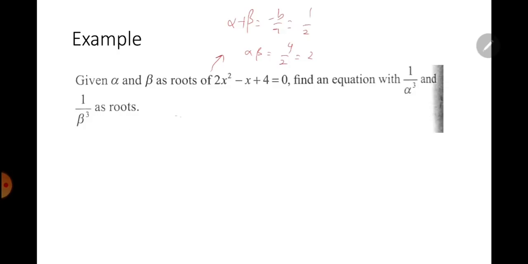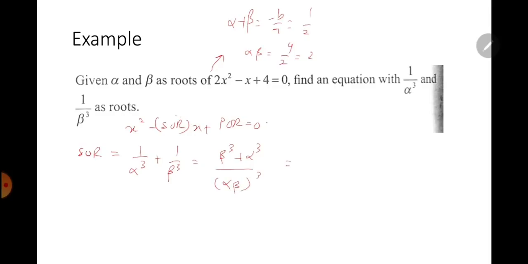So you need to find the new equation, x squared minus sum of roots times x plus product of roots equals 0. So your sum of roots for the new equation will be 1 over alpha cubed plus 1 over beta cubed. So this will be equal to beta cubed plus alpha cubed over alpha beta, the whole thing cubed. So you can use your identities. Alpha cubed plus beta cubed will be equal to alpha plus beta cubed, minus 3 alpha beta times alpha plus beta, over alpha beta power 3.